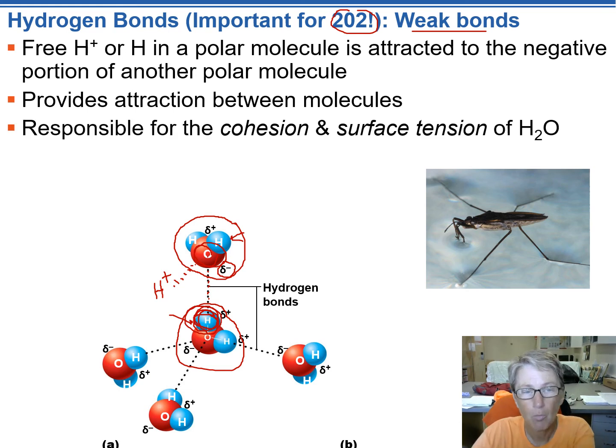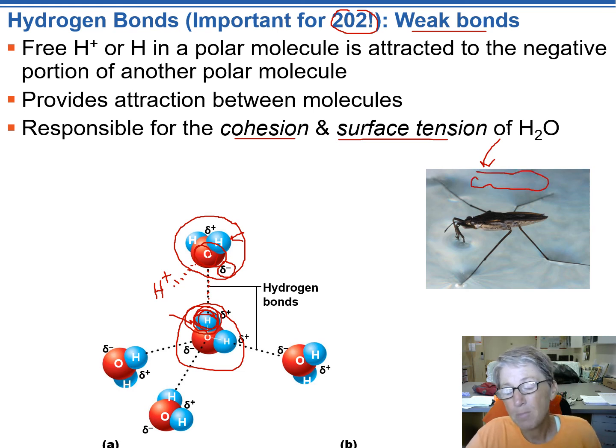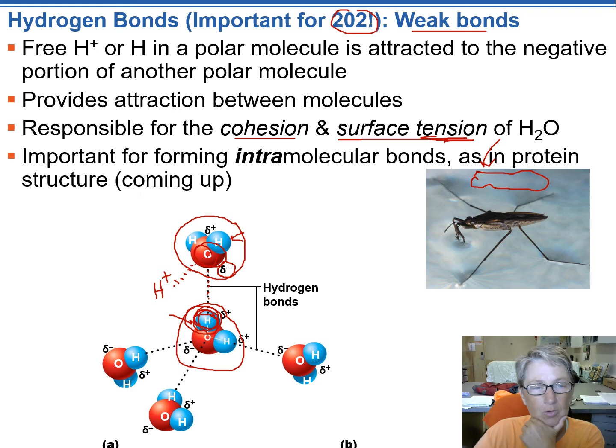Hydrogen bonds are responsible for cohesion and surface tension of water, and that's what this photograph is showing. So this is a water skipper on water. So because of these hydrogen bonds, so here's the water out here. This is all water out here. There's hydrogen bonds between the water molecules, and those hydrogen bonds create this thing called surface tension of water, and that allows this really lightweight water skipper to walk on water.